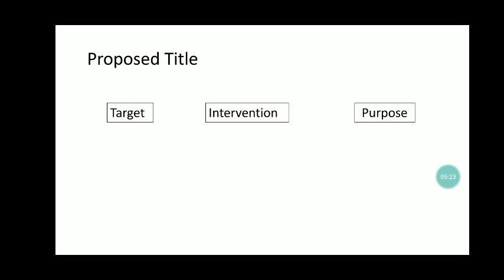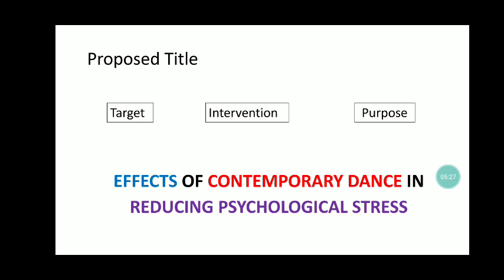Based on the information I got, my proposed title would be Effects of Contemporary Dance in Reducing Psychological Stress. So what is my target? My target is to determine the effects. What will I use to determine its effect? I will use contemporary dance. And what is my purpose? My purpose is to reduce psychological stress.